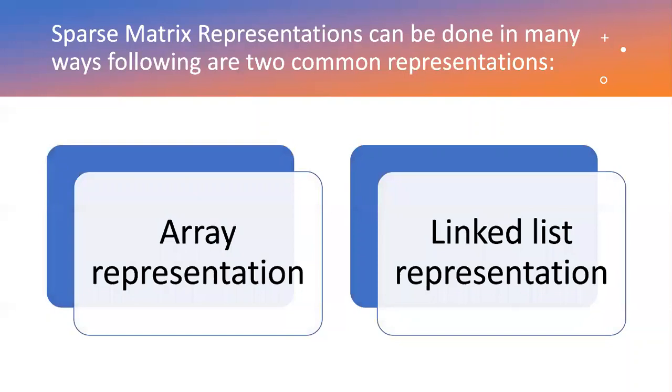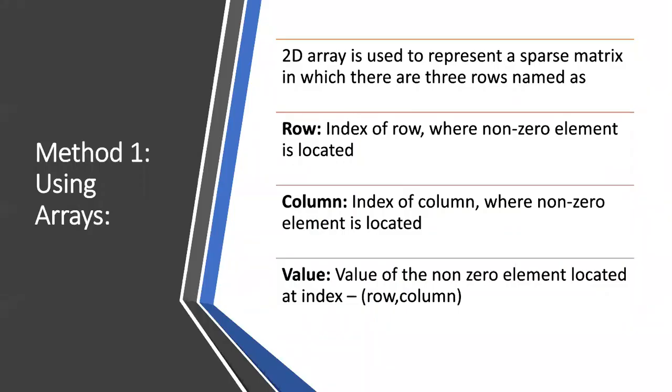There are mainly two methods for representation of a sparse matrix. Sparse matrix representation can be done in many ways; the following are two common representations: array representation and linked list representation. First of all, let us go to the array representation. The first method, array representation: a 2D array is used for representing a sparse matrix.